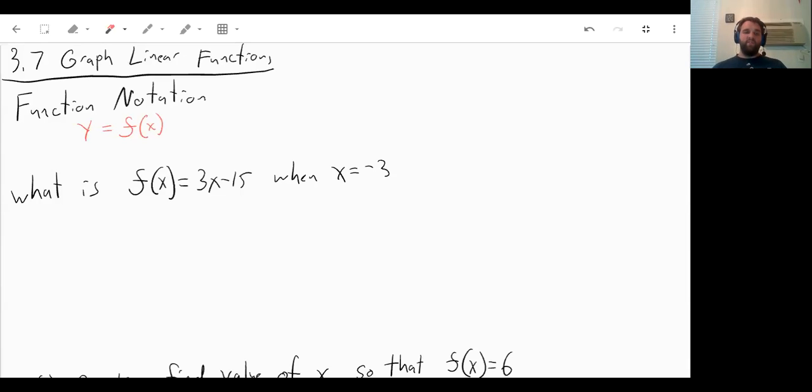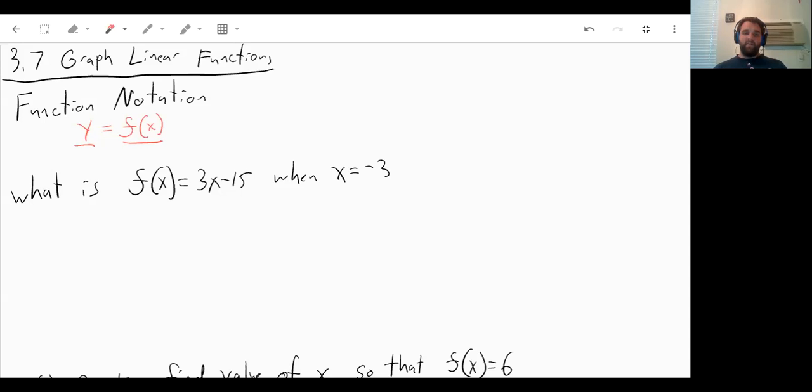In other words, when you see this f, the fancy italicized letter with the x in parentheses, that is exactly the same as a y. So if this is confusing you right away, you can always replace it with a y, just to help you recognize what it is and how it works. One thing we'll have to do is evaluate it.